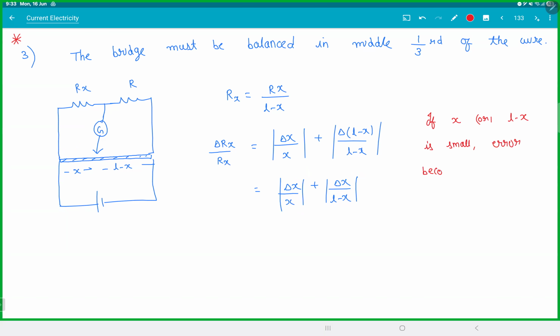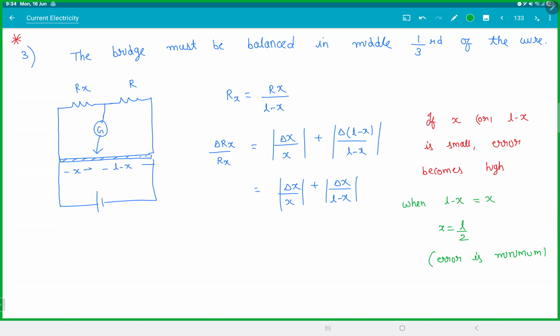So if you want the least error, you should balance exactly at the midpoint. That is another question: at which point on the meter bridge is the error minimum? You can do maximum-minimum for that function, and you will get it when L minus X is equal to X. That is the midpoint, where the error is minimum. This will be one of the statements.